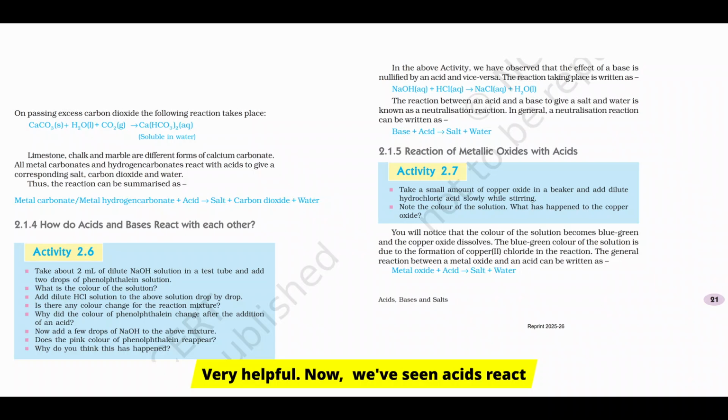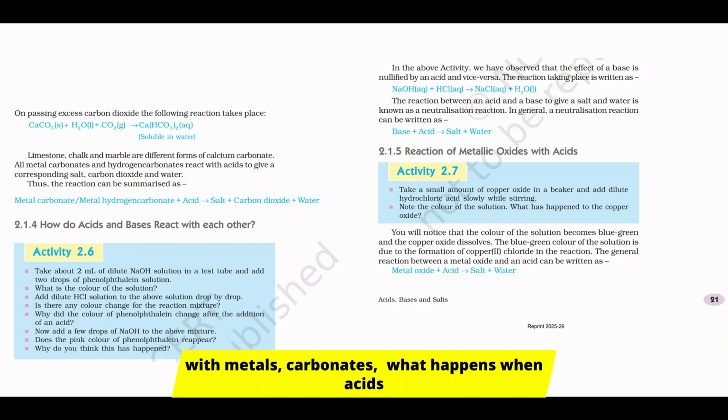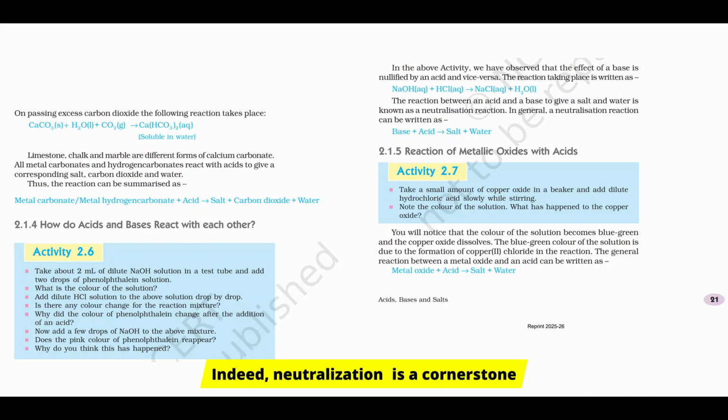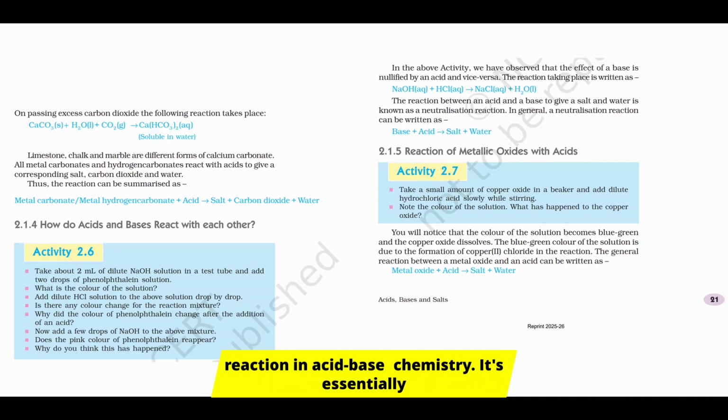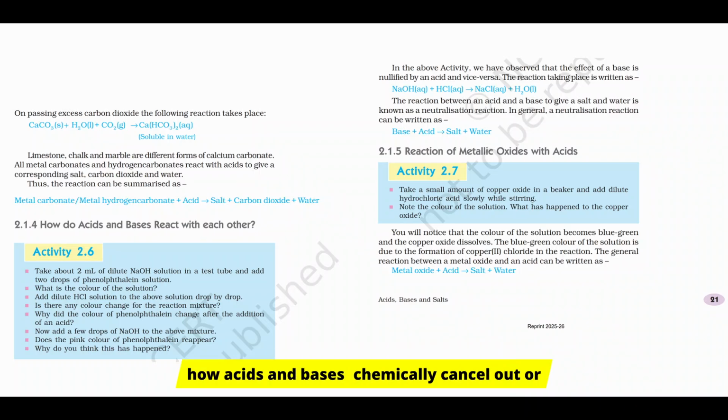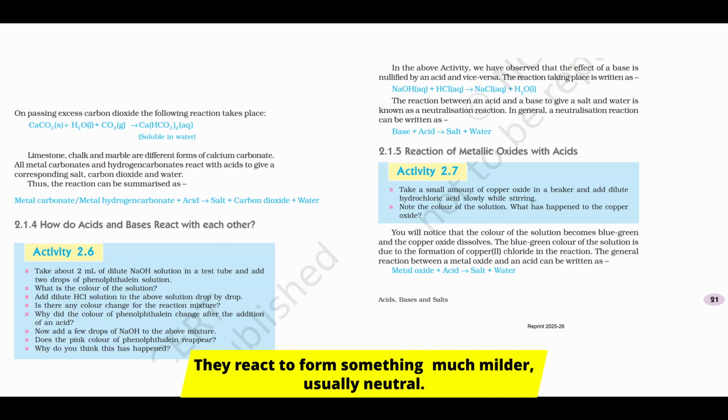Very helpful. Now, we've seen acids react with metals and carbonates. What happens when acids and bases, these chemical opposites, react directly with each other? I think you mentioned neutralization earlier. Indeed, neutralization is a cornerstone reaction in acid-base chemistry. It's essentially how acids and bases chemically cancel out or nullify each other's characteristic properties. They react to form something much milder, usually neutral.